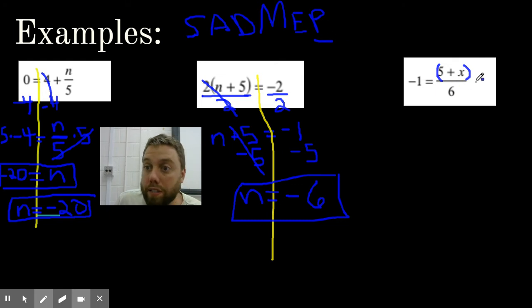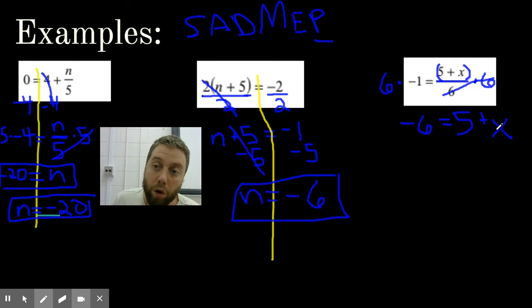So we're going to get rid of the 6 first. To help get our x by itself, we need to get rid of the 6 because this line here means division. So we're going to multiply by 6, and the 6's cancel out, but we can't do it to just one side. We have to do it to both sides, right? So multiply 6 on both sides. This gives us negative 6 is equal to 5 plus x.